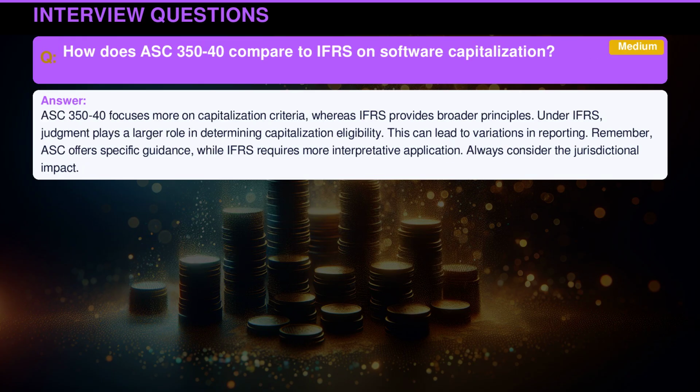ASC 350-40 focuses more on capitalization criteria, whereas International Financial Reporting Standards provides broader principles. Under International Financial Reporting Standards, judgment plays a larger role in determining capitalization eligibility. This can lead to variations in reporting. Remember, ASC offers specific guidance, while International Financial Reporting Standards requires more interpretive application. Always consider the jurisdictional impact.